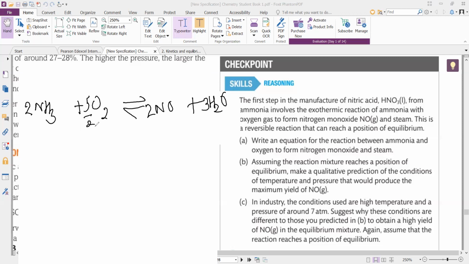Now, on the right hand side, you have 5 gas molecules. Left hand side, you have 4.5 gas. Consider the 0.5. Assuming the reaction mixture is at equilibrium, make a qualitative prediction. What is the meaning of qualitative prediction?